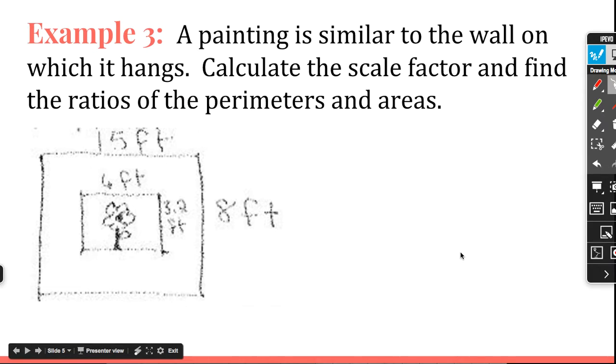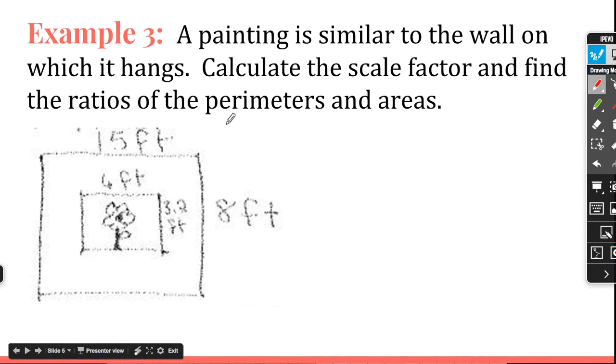So in our next example, we're told about a relationship that is similar. So a painting is similar to the wall on which it hangs. So here we have a painting of a flower. We want to calculate the scale factor, and the scale factor means what it's being multiplied by. So like in the other one, our scale factor was 3 to 1. Our bigger triangle was 3 times as large as the smaller one. We're going to calculate the scale factor and find the ratios of the perimeters and areas. So we kind of have a loaded problem here.